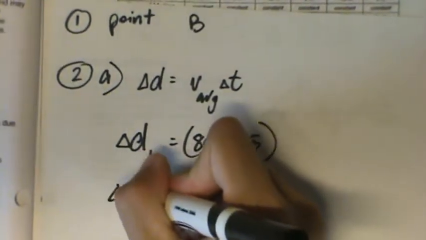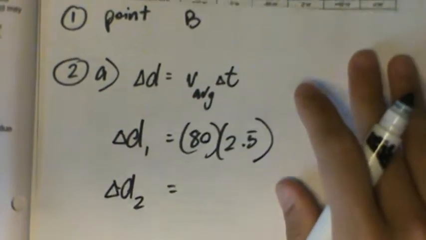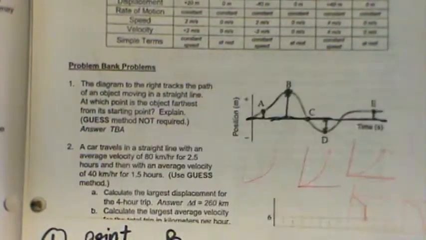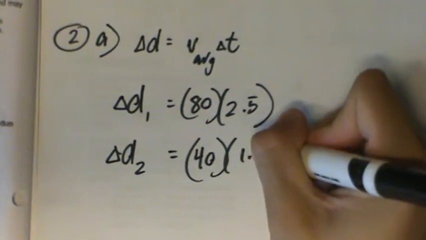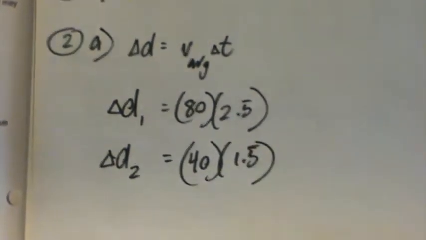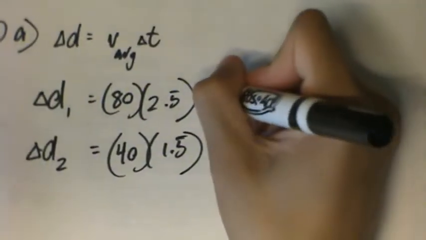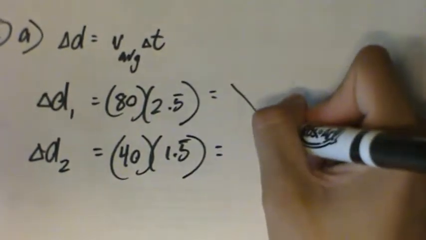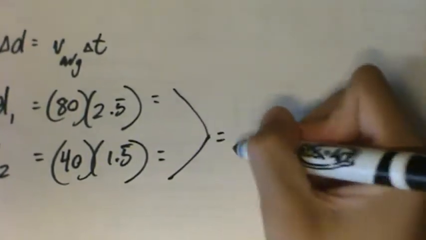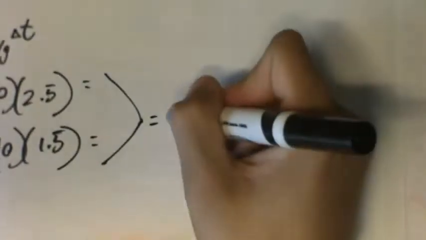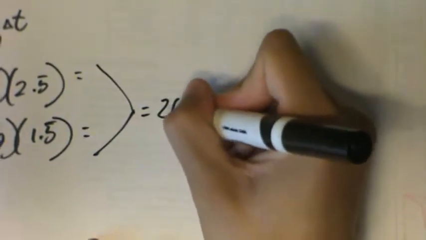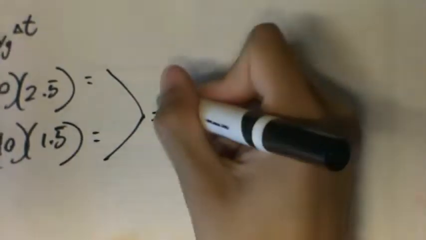And then we have our second displacement for the second part of the trip, which is going to be 40 kilometers an hour for 1.5 hours. And if you get those 2 answers and add them up, the sum of those 2 together will be 260 kilometers. So that's the answer to part A.